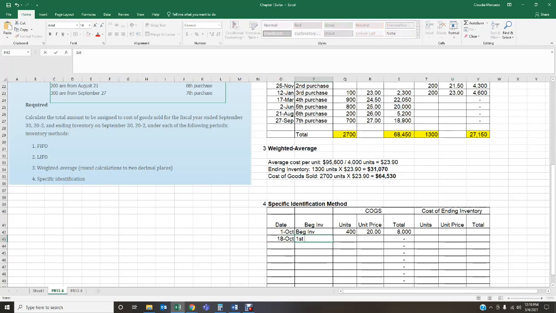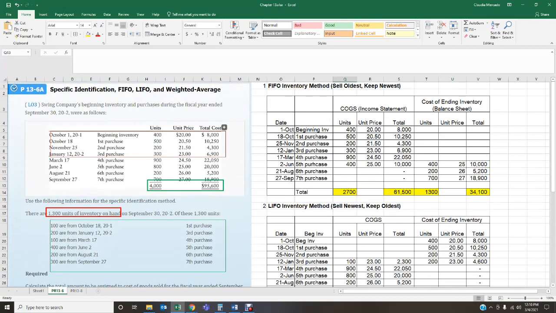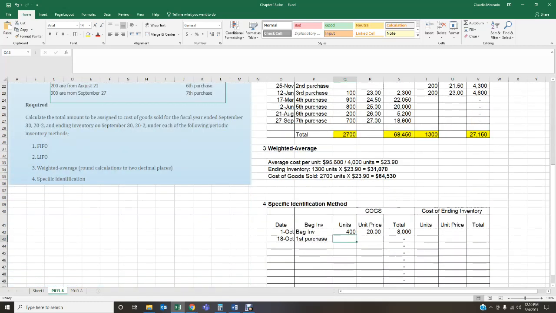This is my first purchase. I had 500 units, and based on the information provided, 100 of those units I still have in my warehouse. That means I have 400 units that I sold at $20.50, and 100 units that I have not sold at $20.50. That gives me my cost of ending inventory for that purchase of $2,050.